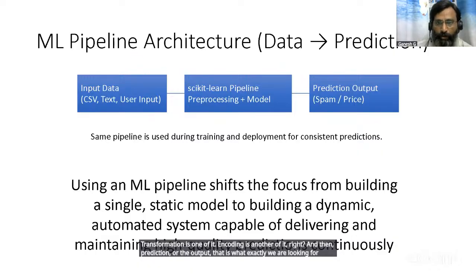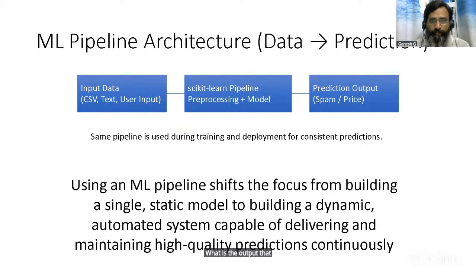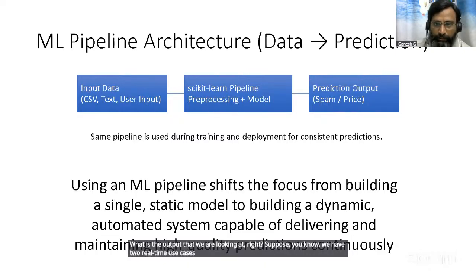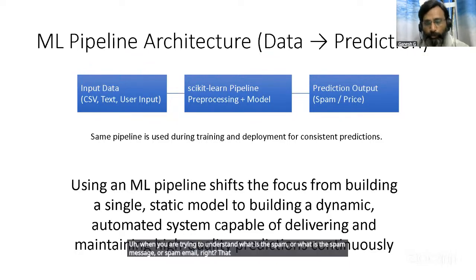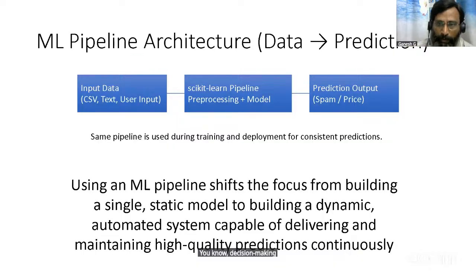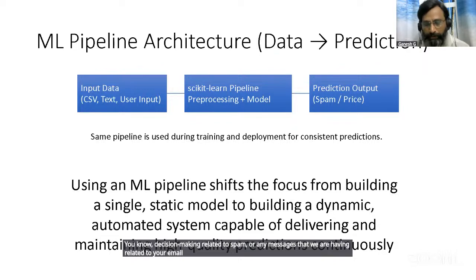Okay, what exactly is the problem statement that we are focusing on? What is the output that we are looking at? Suppose we have two real-time use cases as a sample that I will just touch upon. When you are trying to identify a spam message or spam email, that is the ultimate output you can think about. But in order to do that, you need to understand decision making related to spam, or any messages related to your email, or even text messages. That is the prediction output we are talking about.